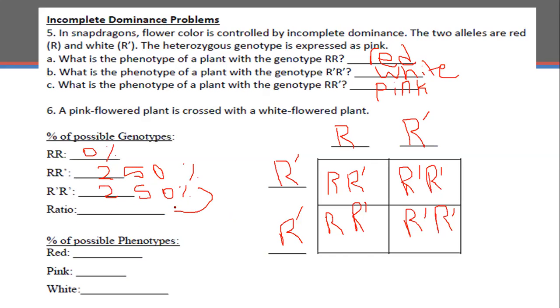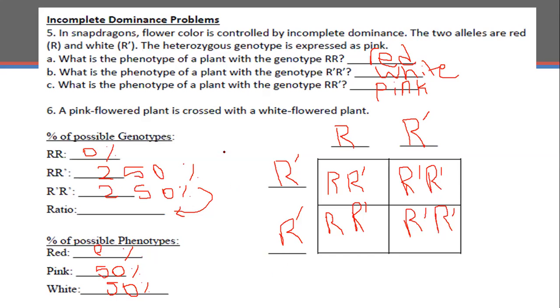Here, the phenotypes. Do I have red? No, 0. Do I have pink, R R dash? Yes, I do, 50% pink. And white, R dash R dash? Yes, I do, 50%.